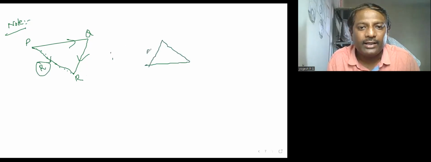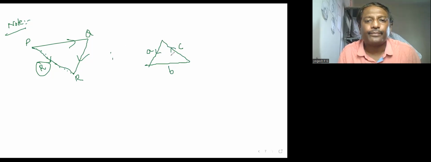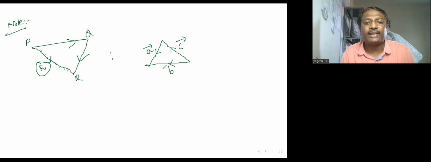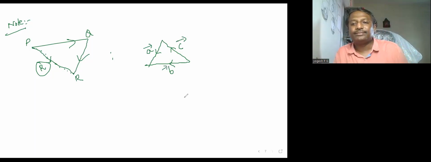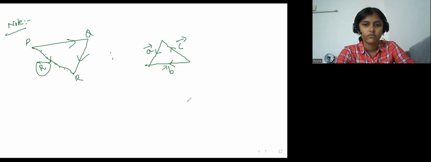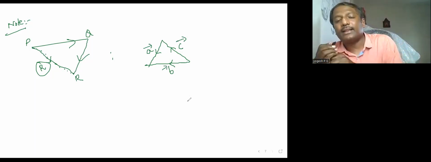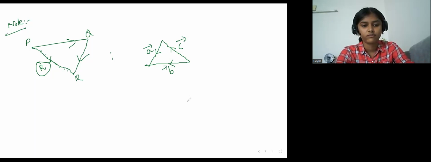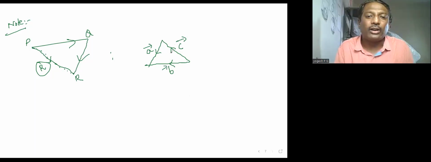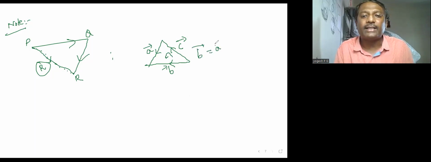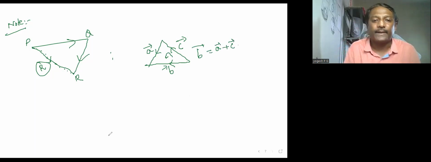This is a triangle. This is A, this is B, this is C. Among A, B, C, can you tell me which is the resultant? Vector A, vector C, or vector B? Vector B. Why is vector B the resultant? Because vector B is taken in the opposite order. Yes, exactly. Here C and A are in the same order, so definitely B must be the resultant vector. So B vector is A vector plus C vector. Good.